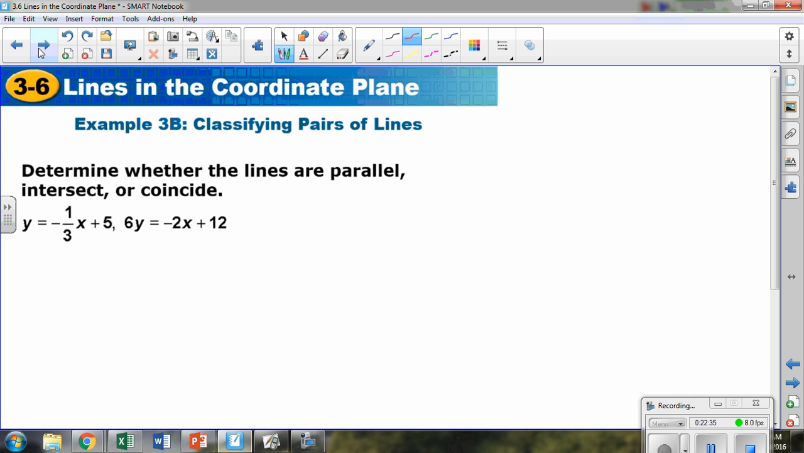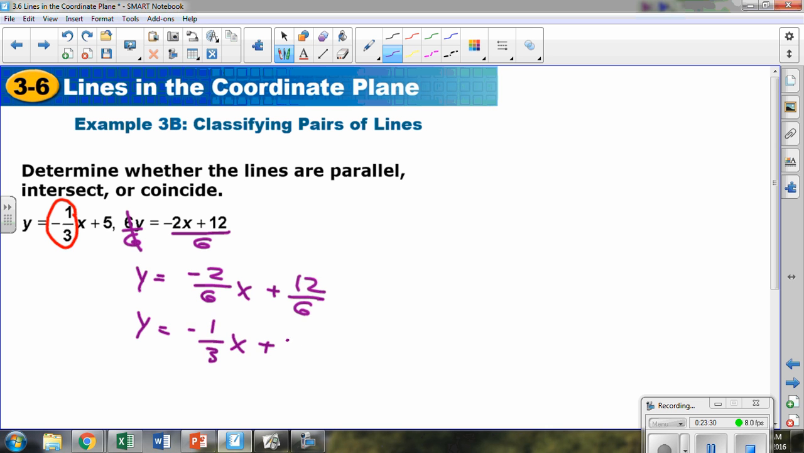Consider here. Well, with our first one, we have a slope of negative 1 over 3. Second one's going to be a little bit tricky because you notice that this one's not in the format of y equals. We need it to be in either point slope or slope intercept form. That way we can actually know what the slope is. So either way, we can't have coefficients in front of the y. So we'll just divide out by 6. When we divide by 6, this becomes negative 2 over 6x plus 12 over 6. Simplifying those two fractions, we get negative 1 over 3x plus 2.